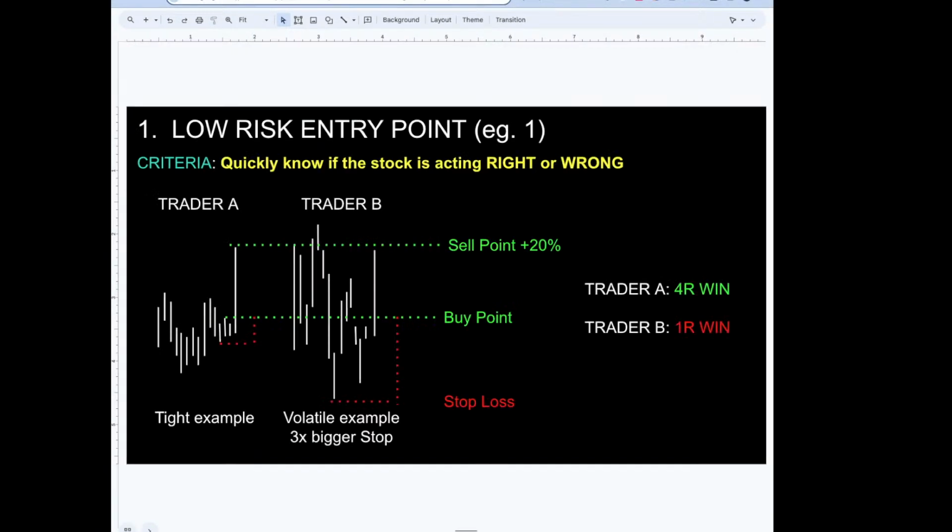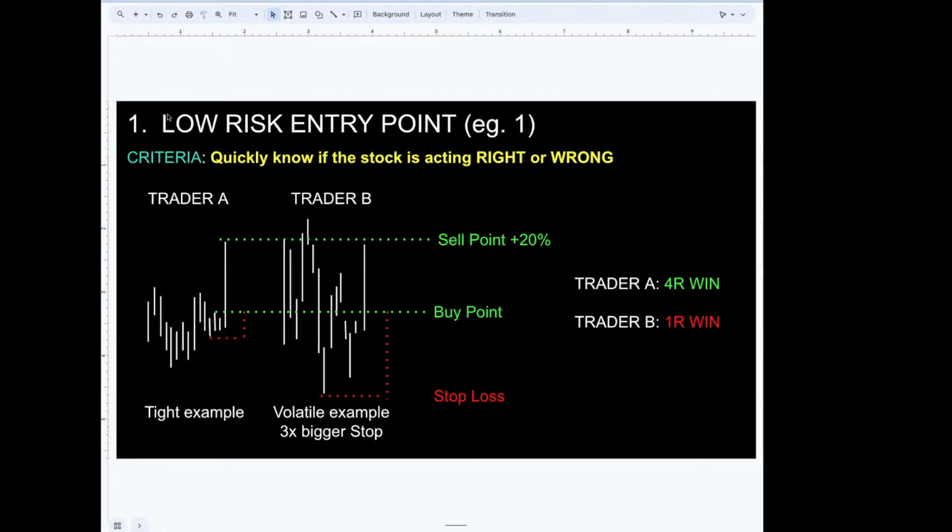Let's dive in. The concept of a low-risk entry point is fundamental in risk management. It involves buying stocks at a point in their price movement where the risk of a significant move against the position is minimized. This strategy is about finding the right moment when a stock's price behavior is tight and predictable, allowing for a quick and clear identification if the stock starts to act abnormally. In essence, it's about understanding and identifying the normal trading range of a stock and being able to spot when it deviates from this range.